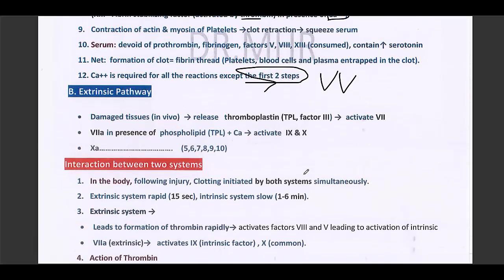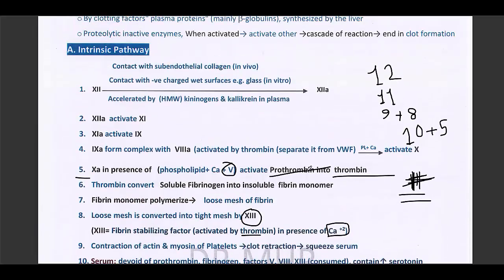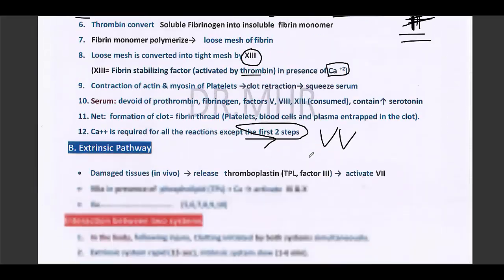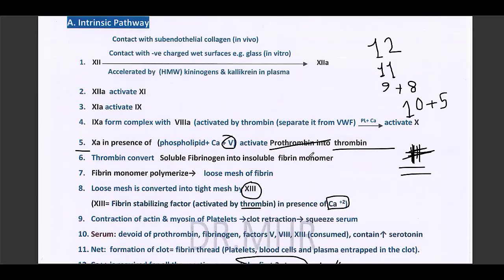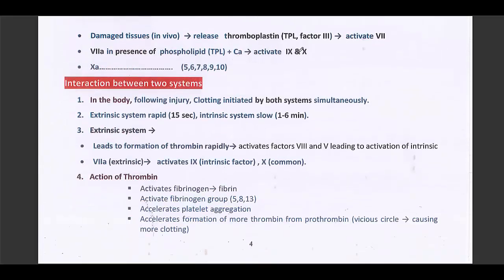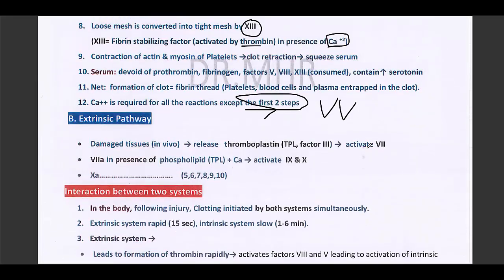Yes, that was the intrinsic pathway. And this can occur in vivo and in vitro, inside the body and outside the body. Let's move to the extrinsic pathway. It occurs with damaged tissue, just in vivo. Just inside the body, not outside the body.